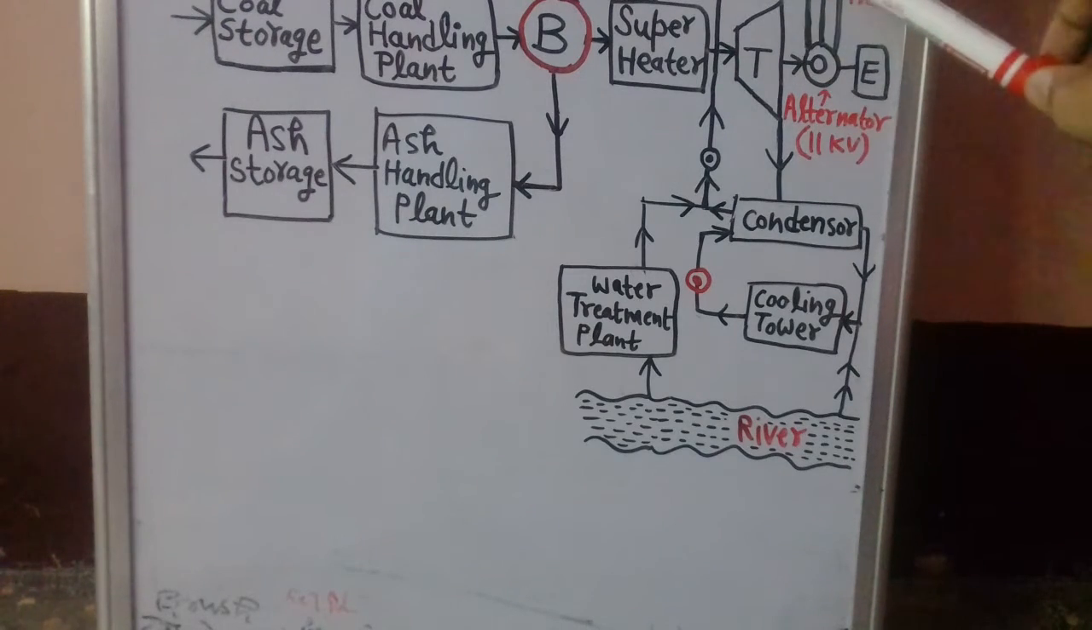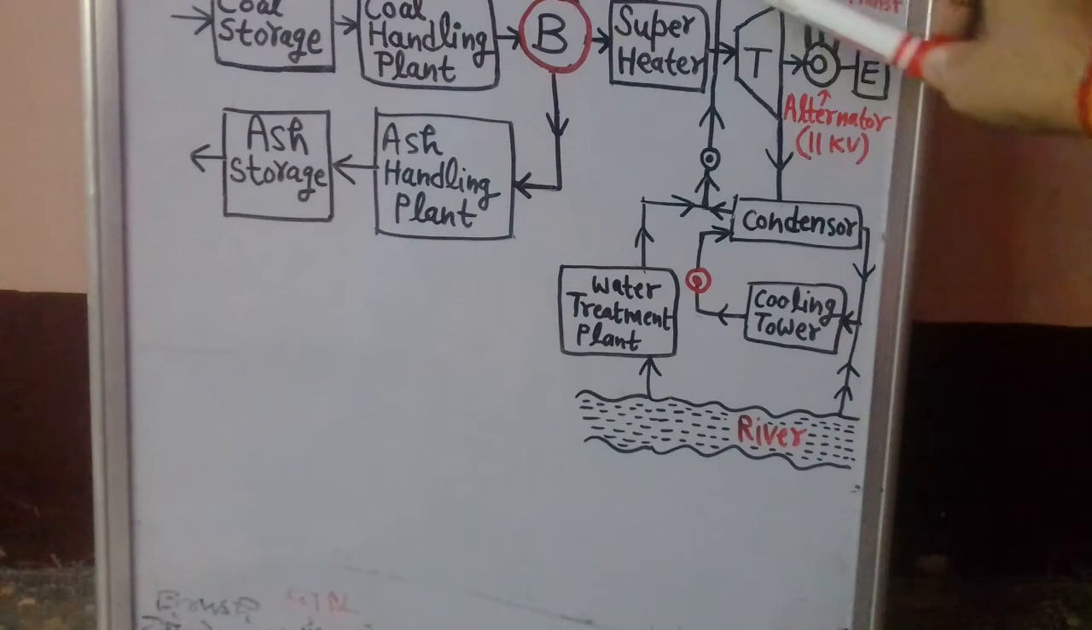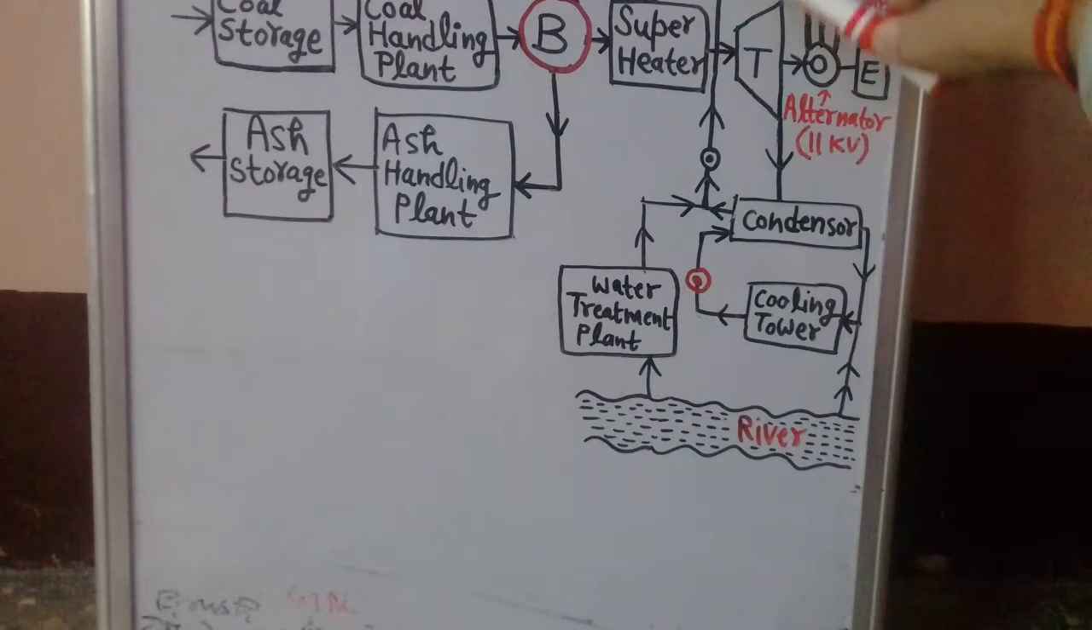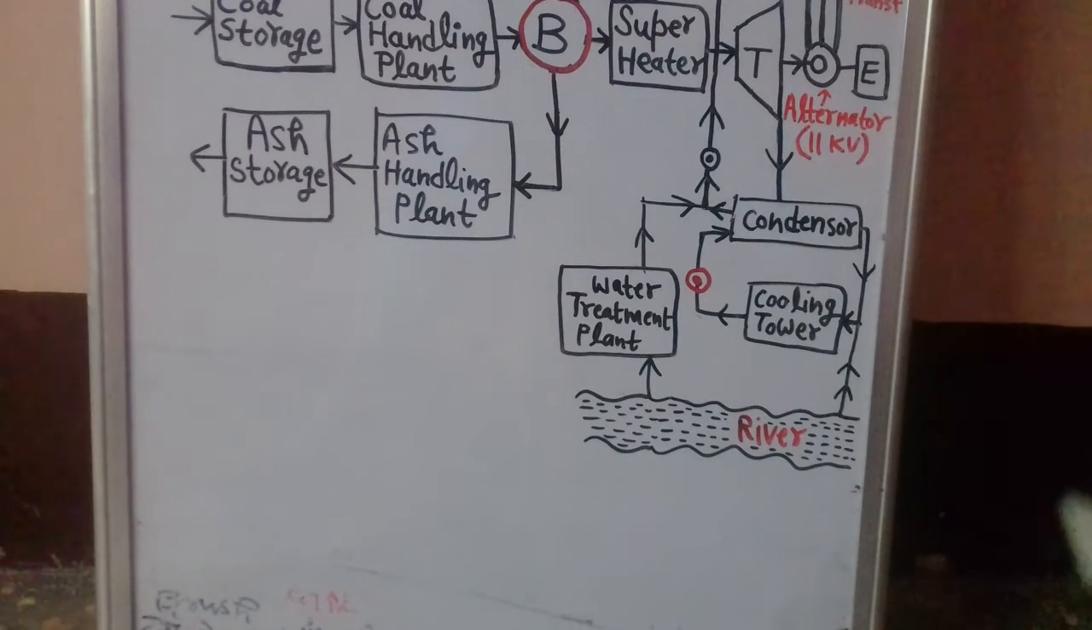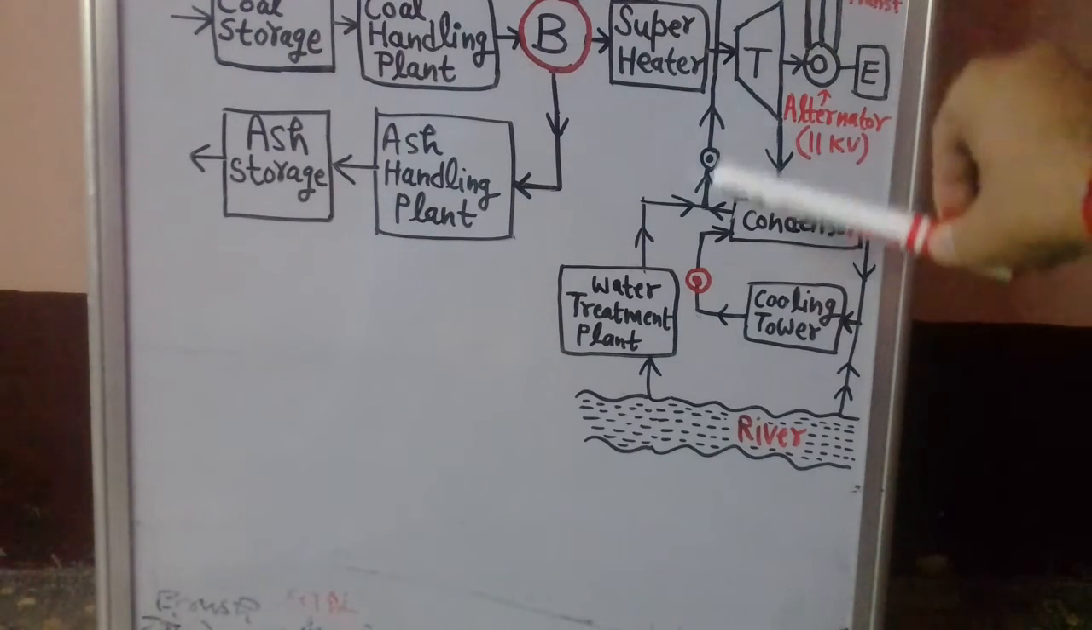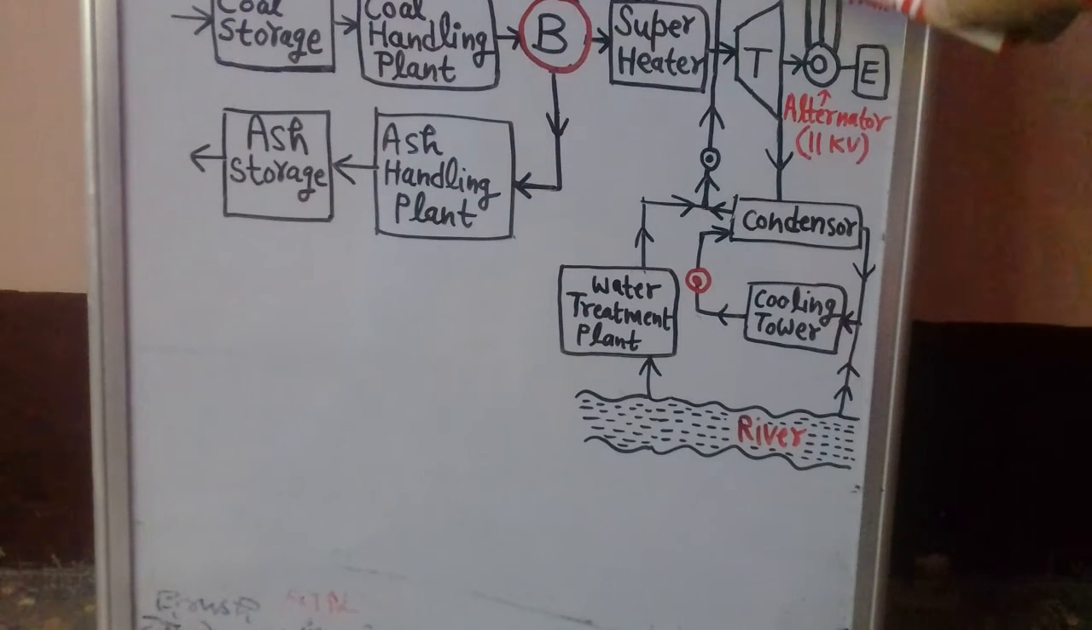So the economizer is basically a feed water heater. It will improve the overall efficiency. It is a feed water heater, and it will heat up the feed water using the heat energy of the flue gases.